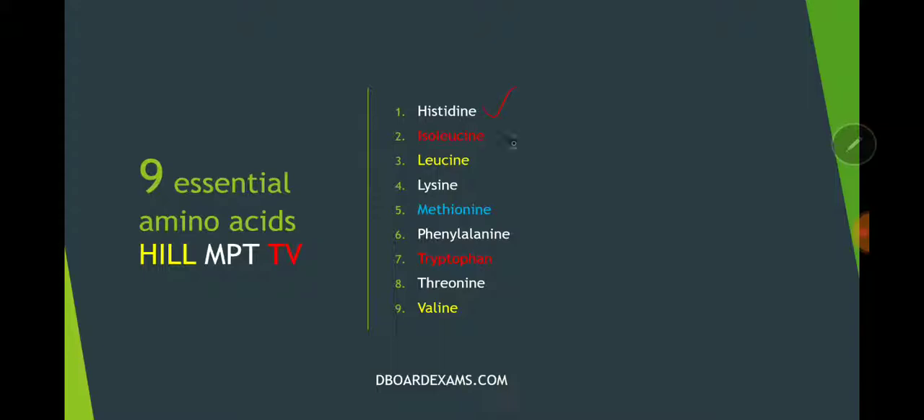We have histidine. The easier way to memorize them is to arrange these amino acids in alphabetical order, and then you can come up with a mnemonic or a way of memorizing it. So you have histidine, isoleucine, leucine, lysine, methionine, phenylalanine, threonine, tryptophan, and valine. And this gives us something which looks like MPT and TV. I'll show you towards the end why it is very important to memorize this. So stay with me here.